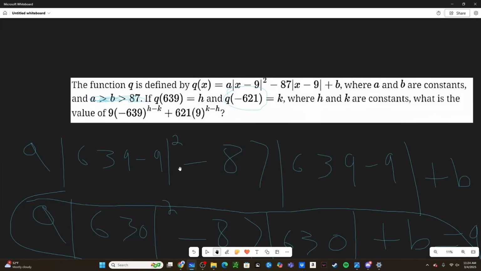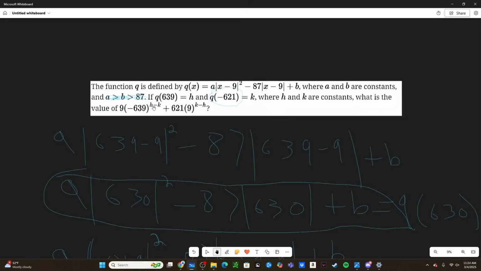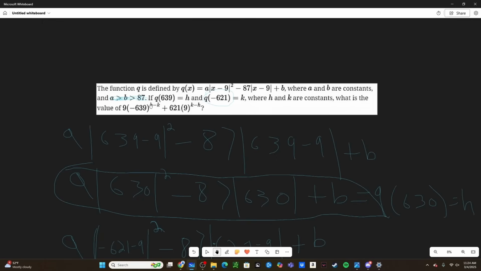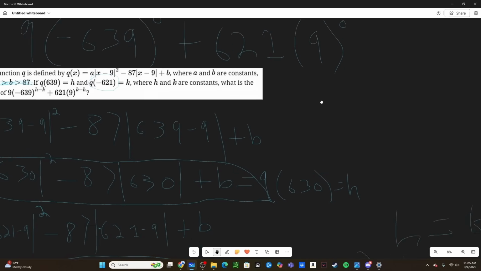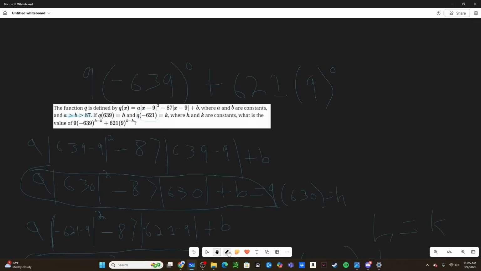So here they ask, what is the value of 9 times negative 639 to the power of h minus k? Well, if you subtract anything from itself, which in this case is happening because h and k are equal to each other, you're going to get 0. And so we have 9 times negative 639 to the power of 0 plus 621 times 9 to the power of 0. Now, when you do something to the power of 0, you get 1.